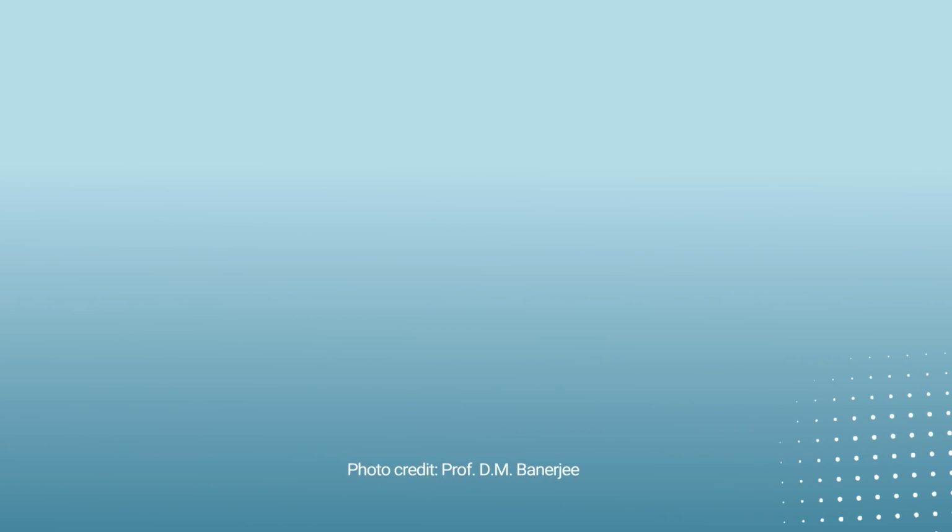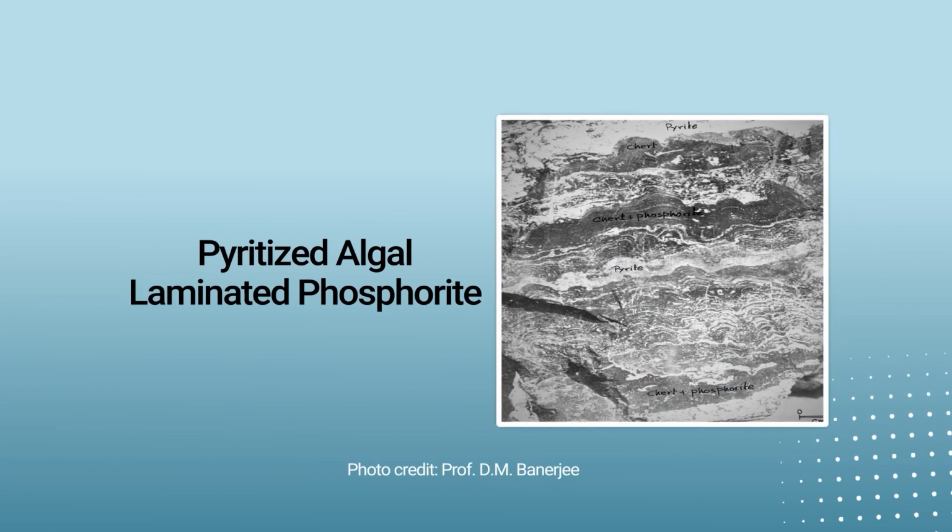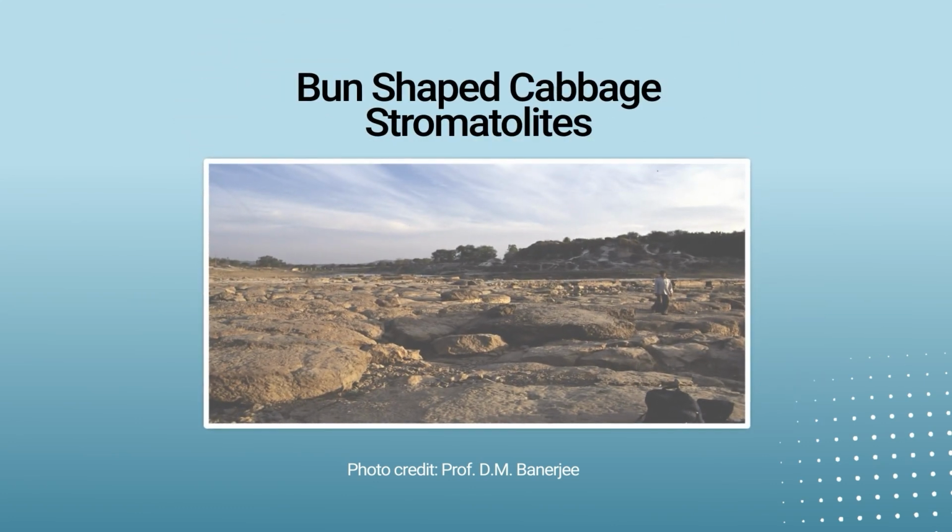There is another one, pyritized laminated phosphorite. You can see the stromatolitic structure, fine laminated stromatolite, which is marked by pyrite grains. Pyrite grains and chert form a stromatolite like that. There are also bun-shaped cabbage stromatolites over a large area. You can see the whole area around this is big cabbage-like stromatolites covering the entire river bed.